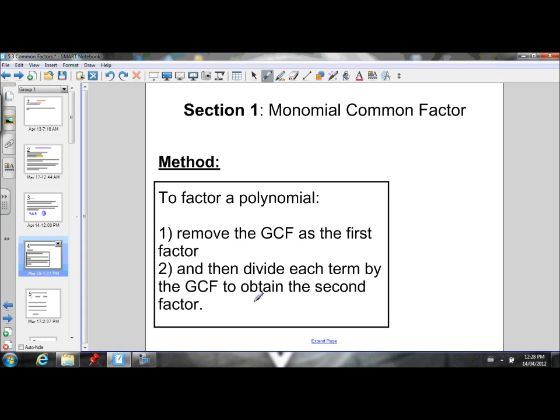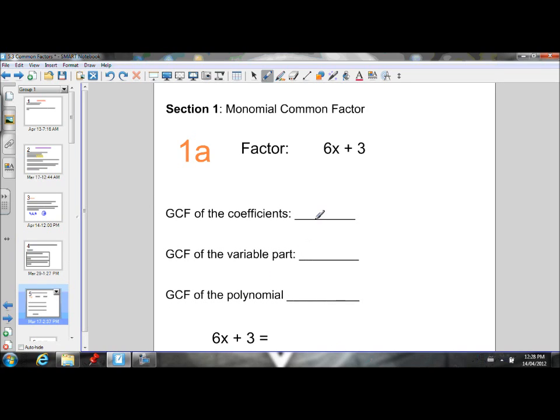So step number 1, let's remove the greatest common factor. We have to determine what the greatest common factor is. We know the greatest common factor can be a number and/or a variable. So let's find the greatest common factor of the coefficients first, of 6 and 3. The greatest common factor of 6 and 3 is 3.